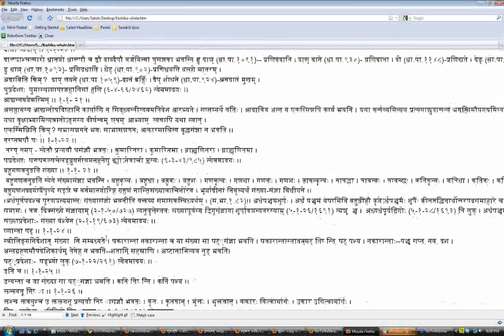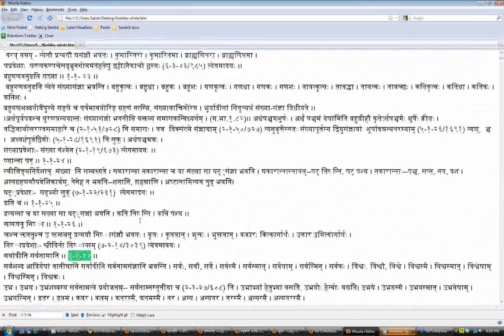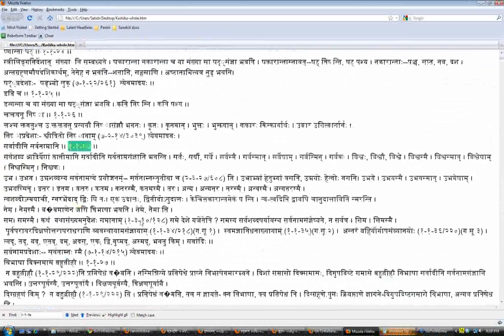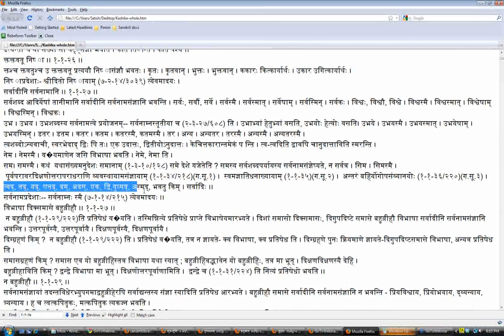Okay. Sarvadini Sarvanamani. And they go up to this one. See, it says up to Tyad, Tad, Yad, Etad, Idam. There are some typos here. Adas, Ekadvi, Yushmad, Asmad, Bhavatu, Kim. So Dviparyantasya. You cannot use this one after Yushmad Asmad Bhavatu Kim.